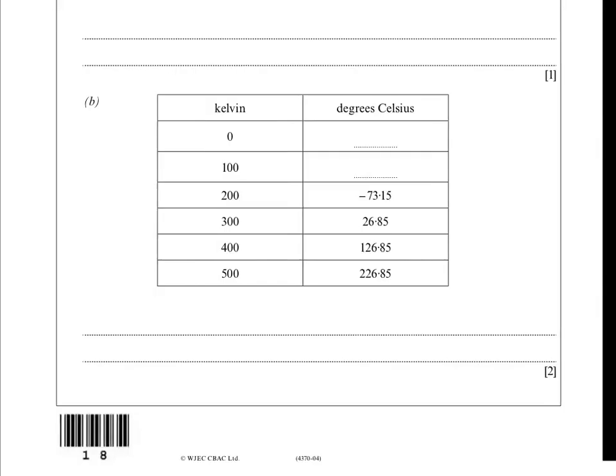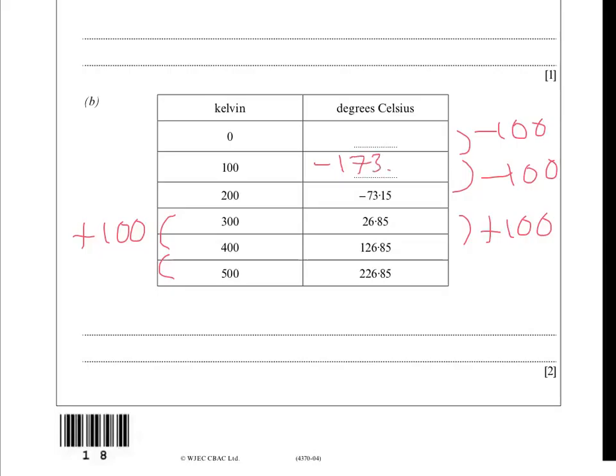For B, we're going from Kelvin to degrees Celsius. So again, we can see that as this goes up in 100s, this side also goes up in 100s. So to go backwards, I need to subtract 100 each time to get the missing values. So this one will be minus 173.15 and minus 273.15.